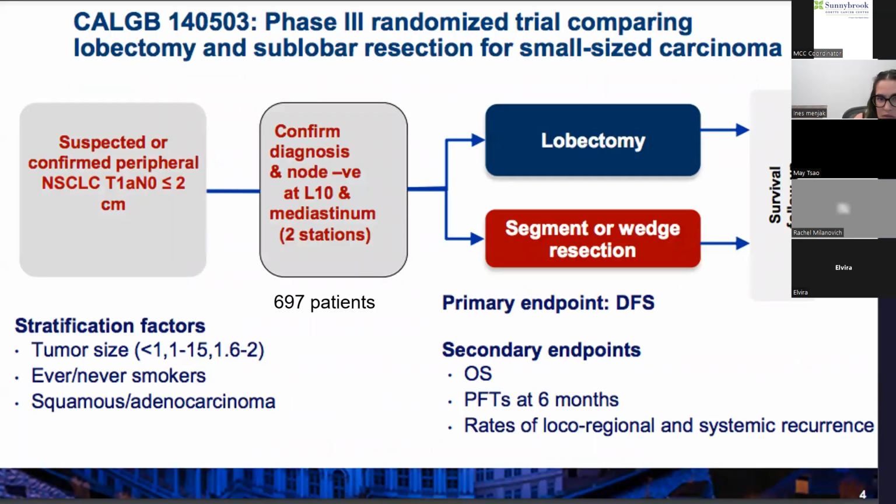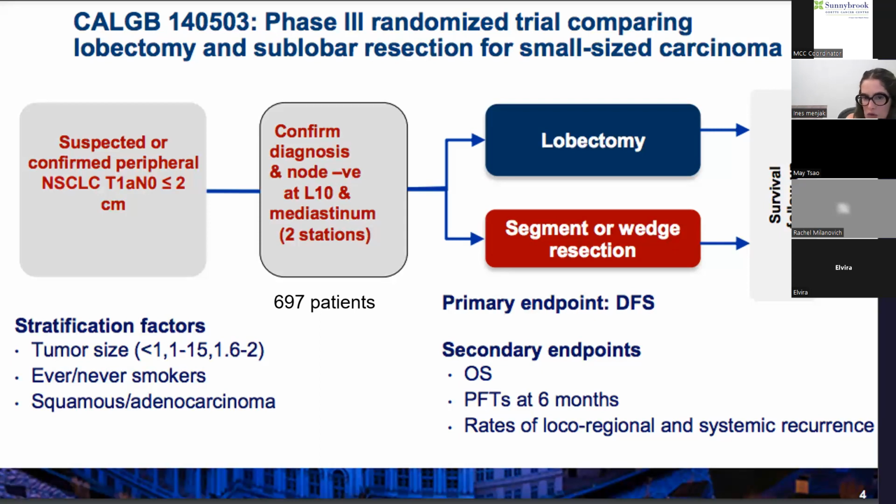It is a phase 3 randomized non-inferiority trial which enrolled patients with suspected or confirmed peripheral non-small cell lung cancer, T1aN0, equal to or less than 2 centimeters. These patients must meet the intraoperative eligibility criteria, with confirmation of non-small cell lung cancer and absence of disease at level 10 and at least 2 stations of the mediastinum. 697 patients were randomized. One arm underwent a lobectomy and the other arm a sublobar resection. The sublobar resection could be a segmentectomy or wedge resection.